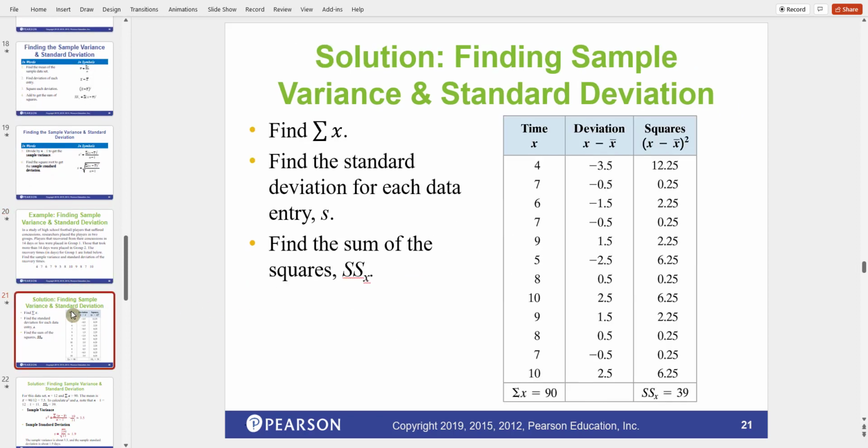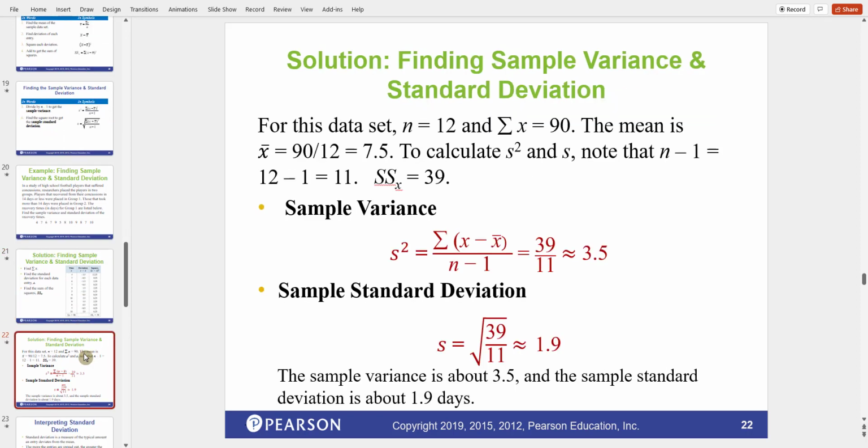So I'll show you again how to do this by hand. You subtract the mean from each data value, and then you're going to square. That's the last column. You're going to add them all up. You get 39. We had a total of 12 data values in here. So when we divide, we're going to divide by 12 minus 1, which is 11. So you get 39 over 11, which is approximately 3.5. To get the sample standard deviation, you are going to take the square root of your variance and you get 1.9.